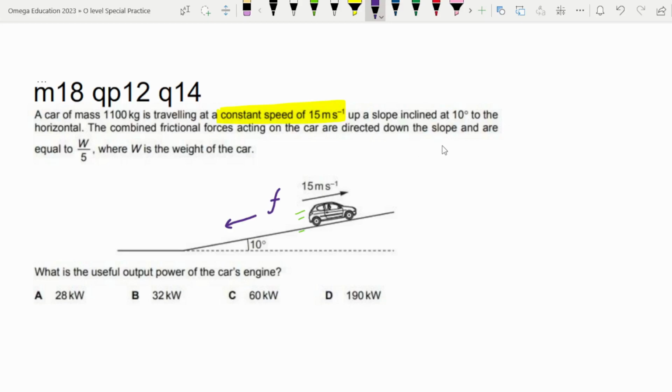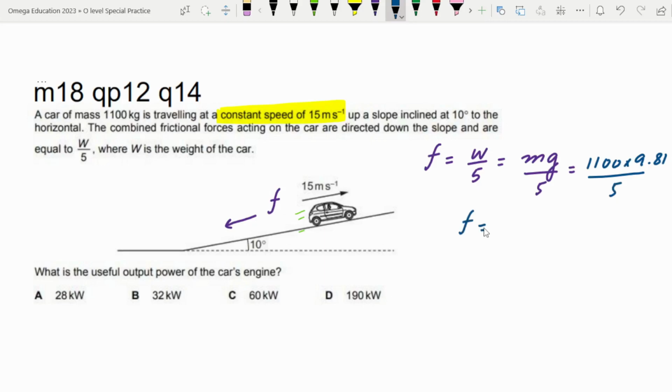So can we find the value of the frictional force first? Yes, we can. It is the fifth part of the weight, but W equals mg, right? And we are provided with the mass. Mass is provided as 1100, times 9.81, divided by 5. Can you hit it on the calculator quickly? A force that would try to oppose the direction of motion.